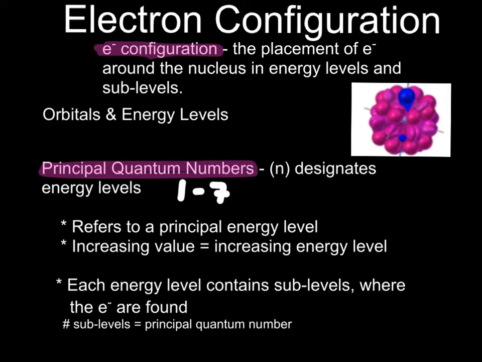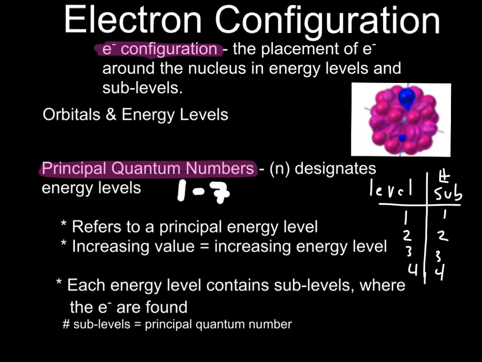Each energy level contains sublevels where the electrons are found. The number of sublevels is equal to the principal quantum number. What I mean by that is energy level 1 has 1 sublevel. Energy level 2 has 2 sublevels. Energy level 3 has 3. 4 has 4. But once you get past 4, we've maxed out. So 5, 6, and 7 also have 4 only.